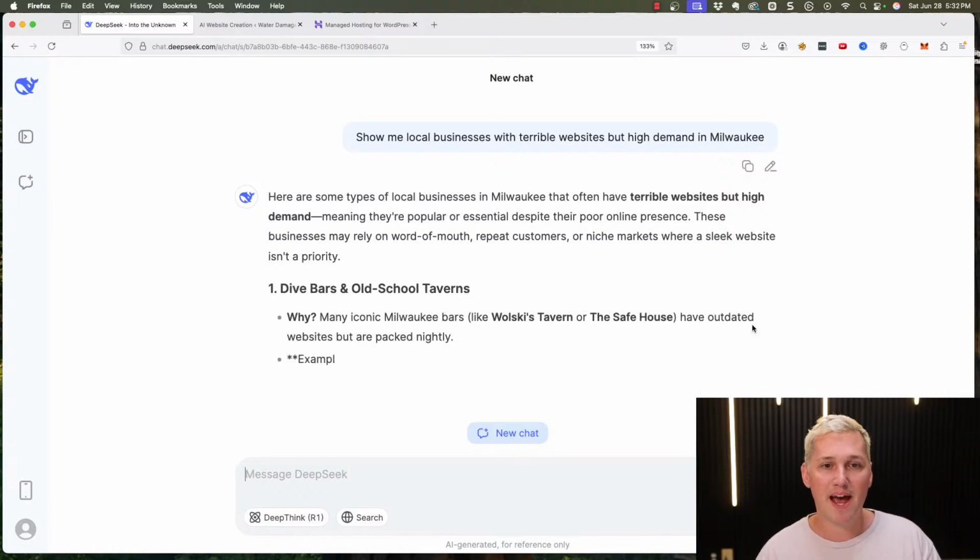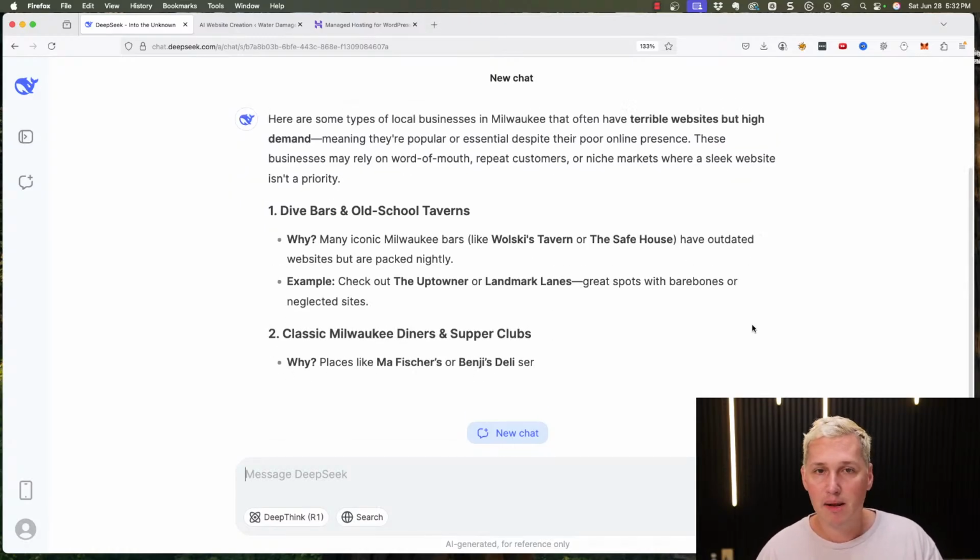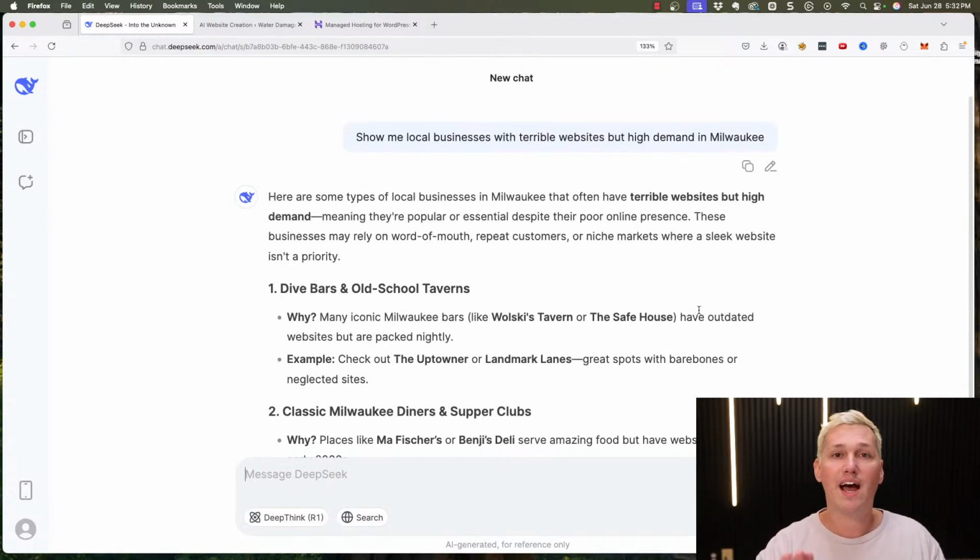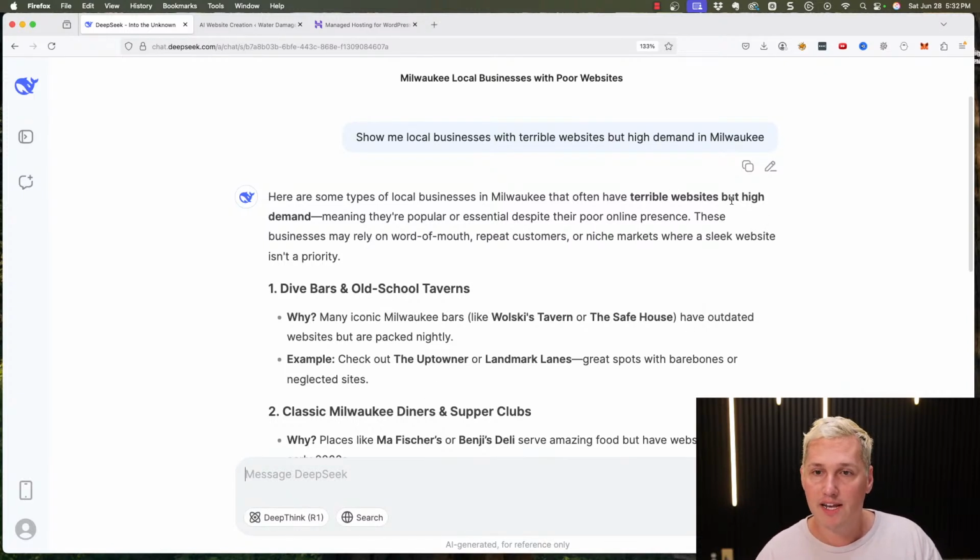Okay, so DeepSeek comes back to me. They say, here are some types of local businesses in Milwaukee. By the way, guys, this doesn't just work in the United States. You can work this in any country, or you can target other countries like the US, even if you're in a different country. But this is just relatable to me because I grew up in Milwaukee, so that's why I picked that one. So that have terrible websites but high demand, meaning they're popular or essential despite their poor online presence. These businesses may rely on word of mouth, repeat customers, or niche markets where a sleek website isn't a priority.